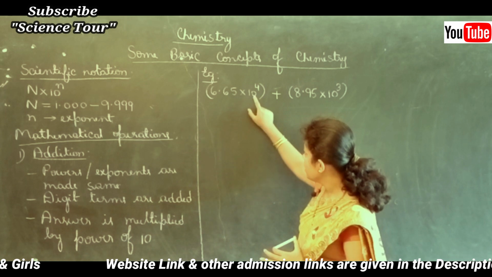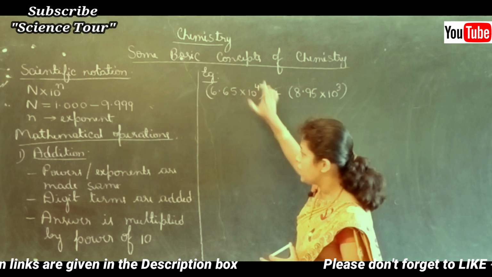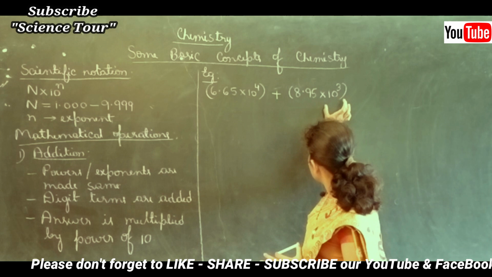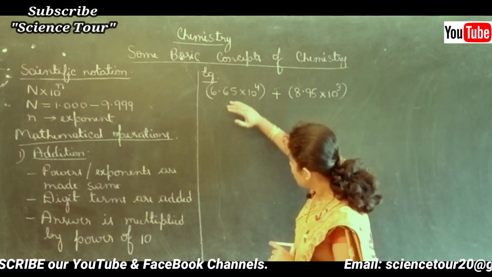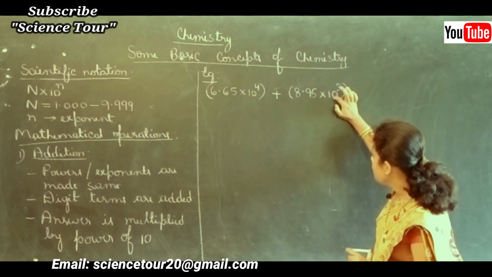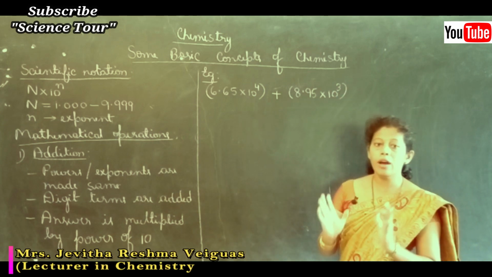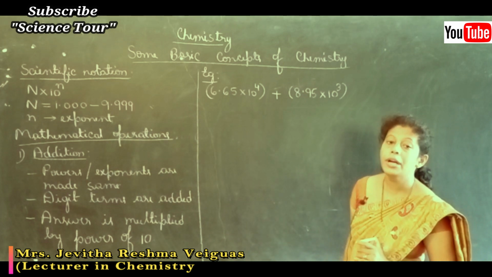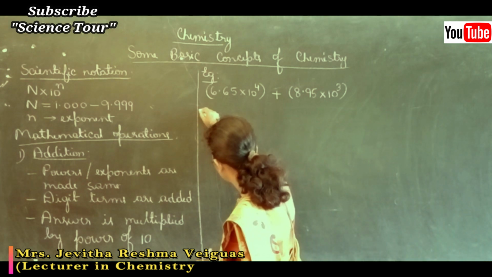What I can do is, either I can convert the first term where I can make the power as 10 to the power 3, keeping the second term power same. Or what I can do is, let me keep the first term as it is, and in the second term, make the power of 10 as 10 to the power 4. So either you can have 10 to the power 4 in both the terms, or you can have 10 to the power 3 in both the terms. Now what will I do? I will convert it this way.